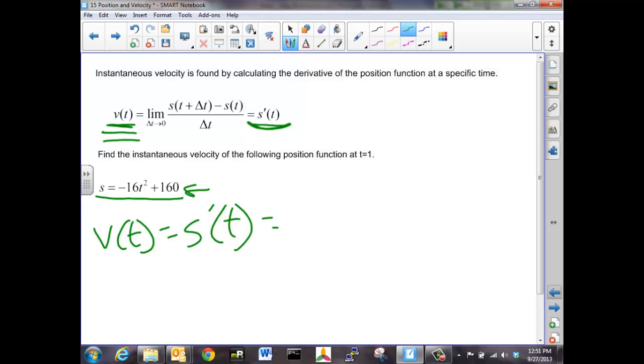How could I find the derivative of negative 16t squared, please? Derive it. Negative 32t. So suddenly we have a formula for finding the instantaneous velocity at any given time. So if I want to know how fast this book is going at 1 second, negative 32. What about at 2 seconds? Negative 64. I just plug in the number.